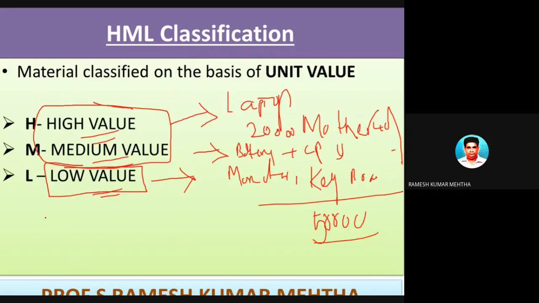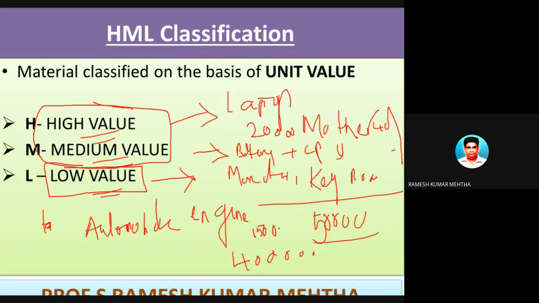For example, in case of, I will call it, the automobile industry, the engine is very costly. For example, the car is some 4 lakh rupees, the engine is some 1.5 lakh rupees. So this is a high value goods, whereas nuts, bolts, screws, etc. are low values, and medium values are tires, clutch, etc.